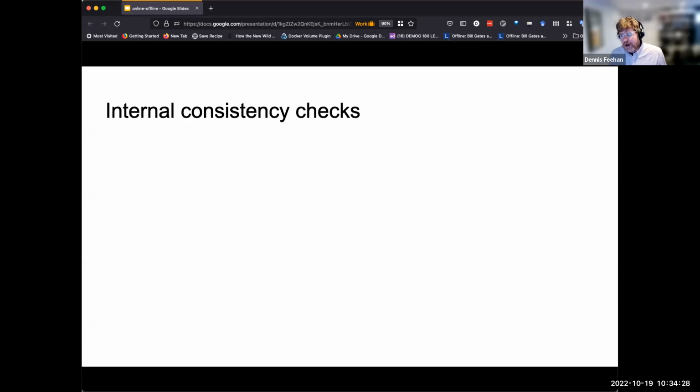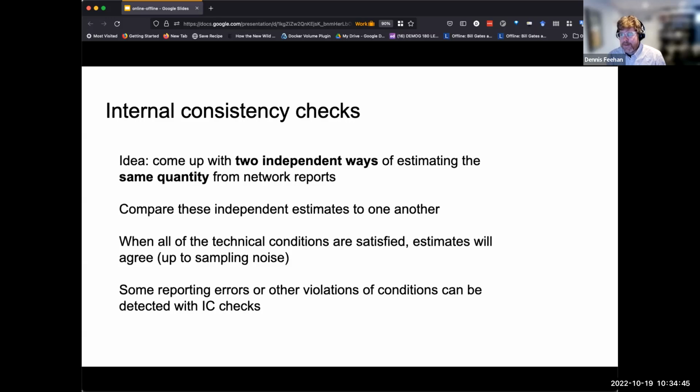What we saw from the degree distributions was consistent with what we predicted, based on the idea that people might provide more accurate information about fewer people through a strong tie network than through a weak tie network. But what we really care about is how those things trade off to produce estimates that are more or less accurate. This is one approach to get some purchase on this question. The idea is to come up with two independent ways of estimating the same quantity from these network reports, and then to compare these independent estimates to one another.